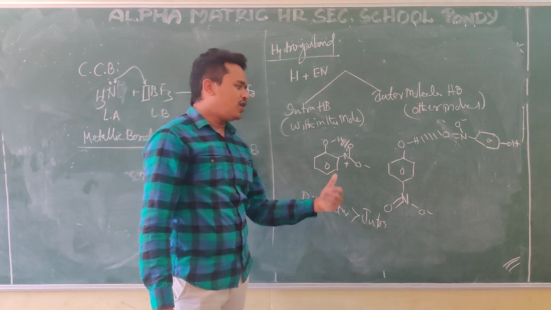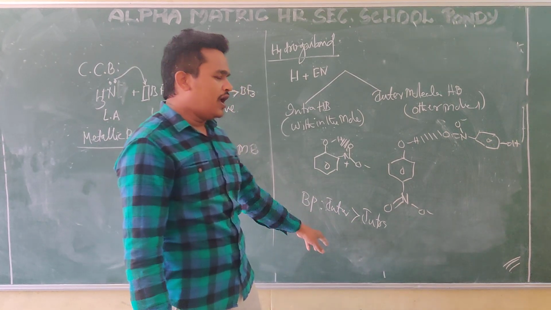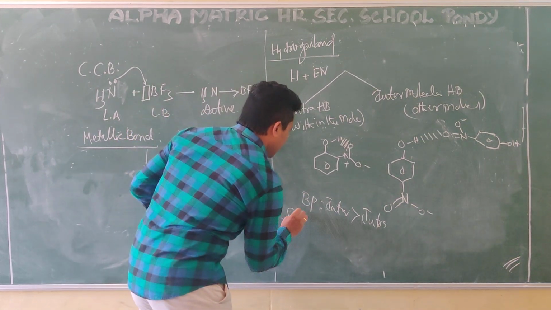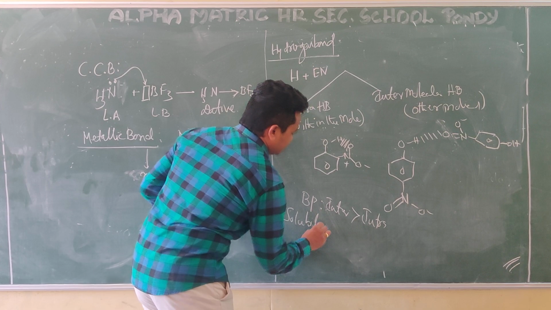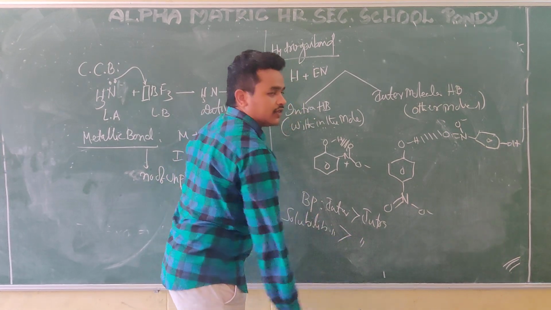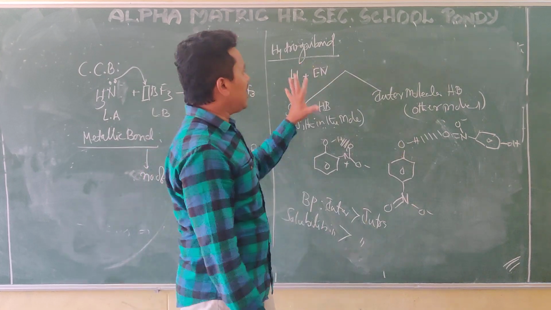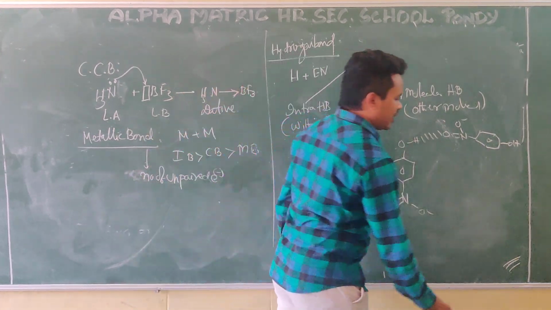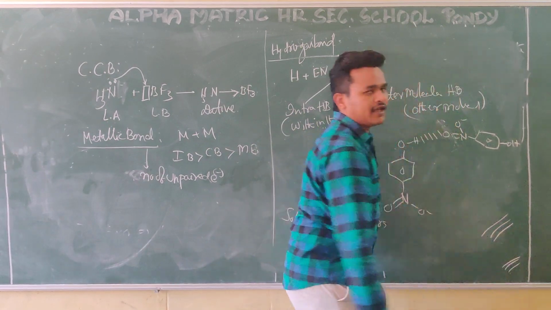If you want to check hydrogen bonding for solubility, the same order applies: inter is more than intra. This is what hydrogen bonding is about. This is the end of chemical bonding, and we are going to close this chapter.